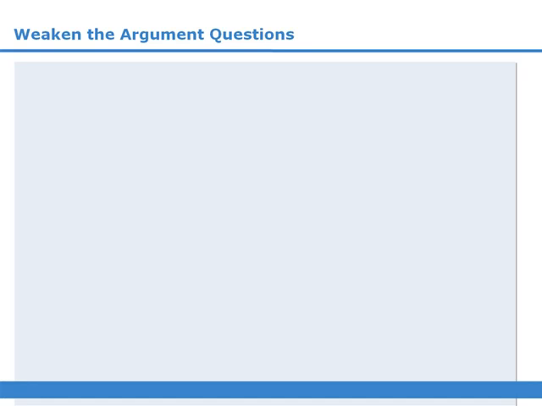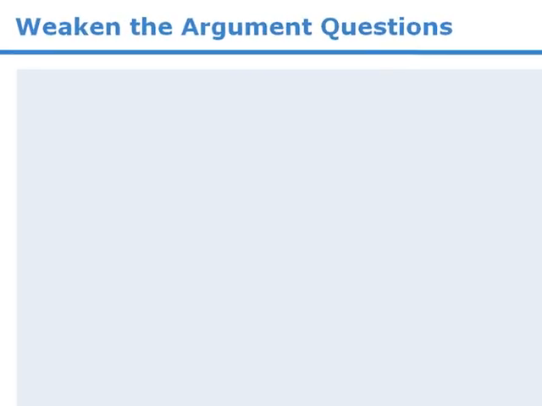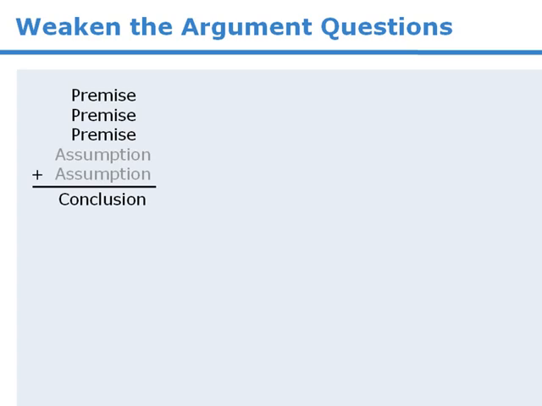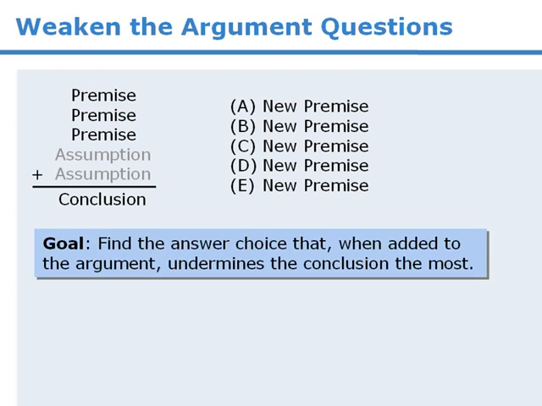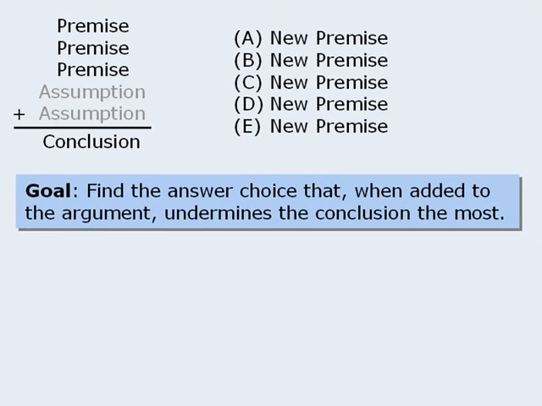One of the most popular question types on the GMAT is the weaken the argument question. These questions provide us with a complete argument, and the answer choices consist of additional premises. Your job is to find the answer choice that, when added to the argument, undermines the conclusion the most. In other words, when we add the new premise to the argument, the conclusion does not follow as well from the premises as it originally did.